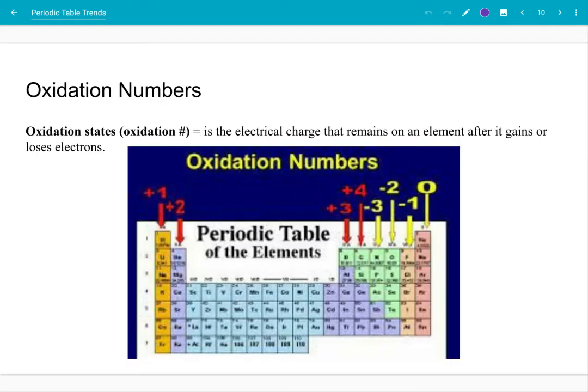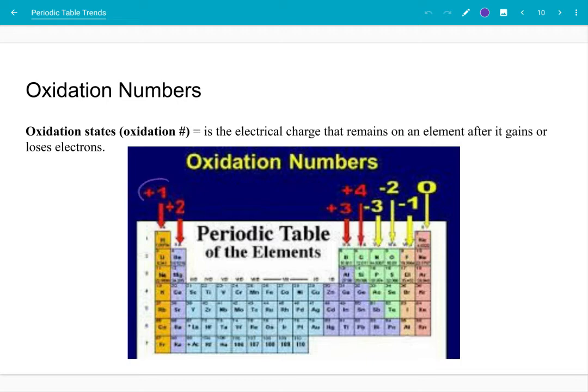And then the next trend I want you to know is basically oxidation numbers. And I want you to write these down on your periodic table. Oxidation numbers have to do with how many electrons are gained or lost by an element. They're also the basis of what we'll be using for formula writing and naming.